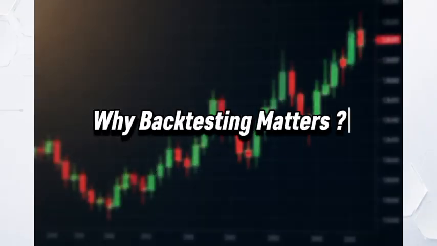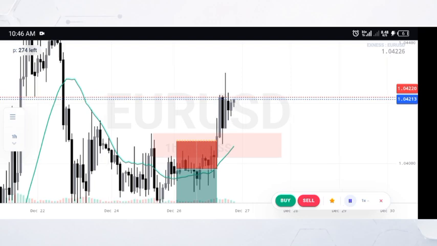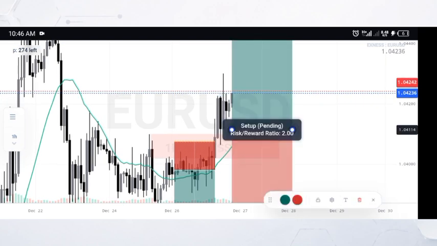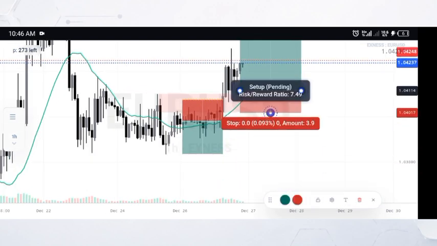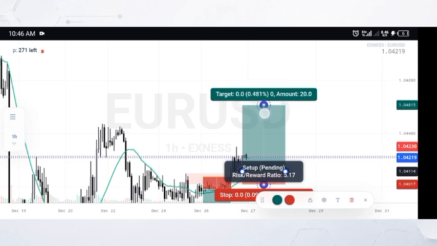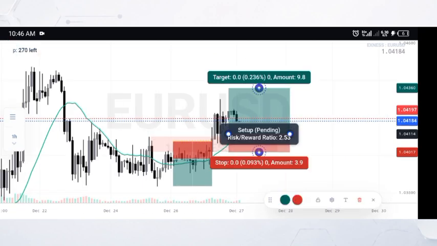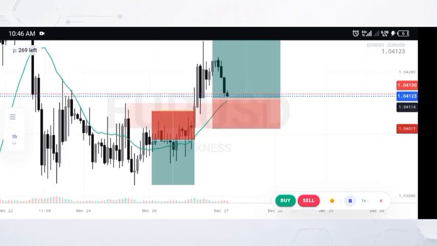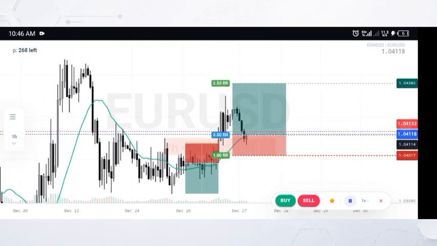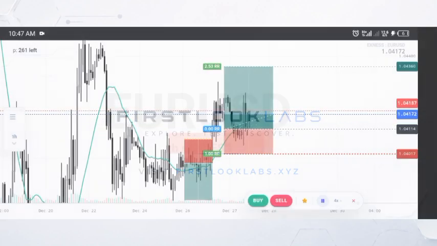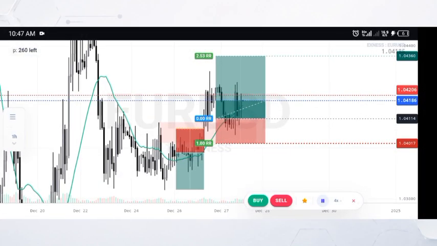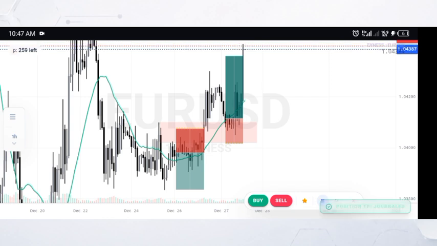As each candle forms, you're looking for your trading setup. When your setup appears, you enter the trade according to your predefined rules. Set your entry, define your stop loss, choose your take profit, then allow the market to determine the outcome. After each completed trade, First Look Labs automatically records the result.